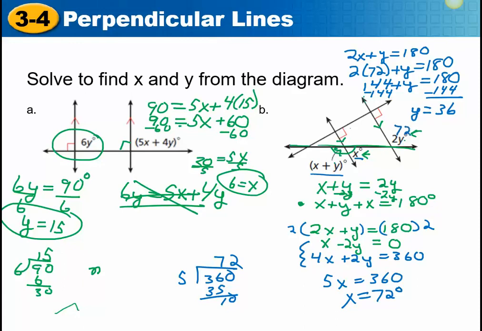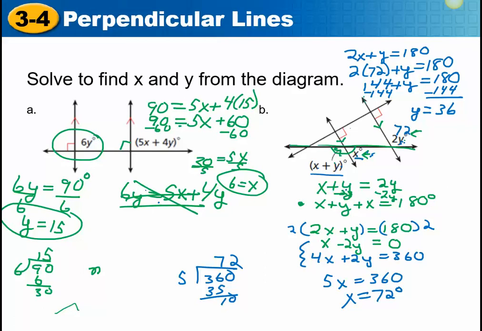Which means that this would be 72. That would be an easier way to do this probably. No, that can't be 72, because that would mean these two are congruent to each other, and that wouldn't make sense. So did I make a mistake somewhere? Let's see, this expression was x plus y, so that's 144 plus y equals 180. I made a mistake somewhere. Where is my mistake?